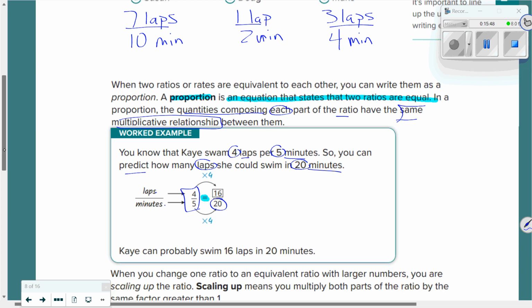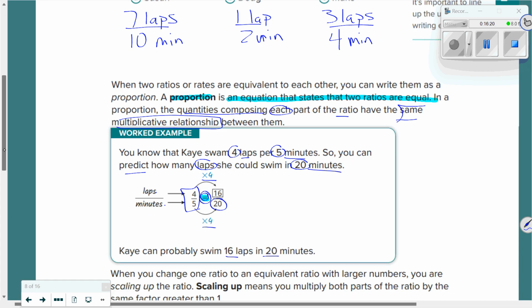Now it's just the mathematical reasoning. How do I go from 5 to 20? Times 4. So that equal sign is key because that tells me this is proportional. In other words, whenever I do to the bottom, I also have to do to the top. So 4 times 4 gives me 16. So kids could probably swim 16 laps in 20 minutes. I know that because it's proportional. Does that make sense for everyone? And you aren't confused about what we just did.